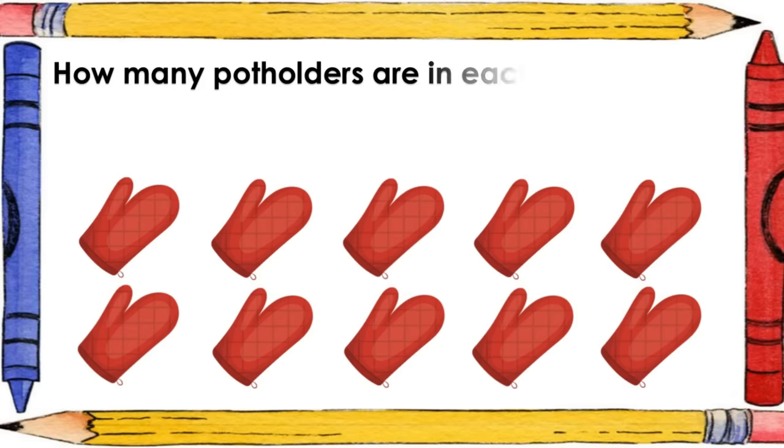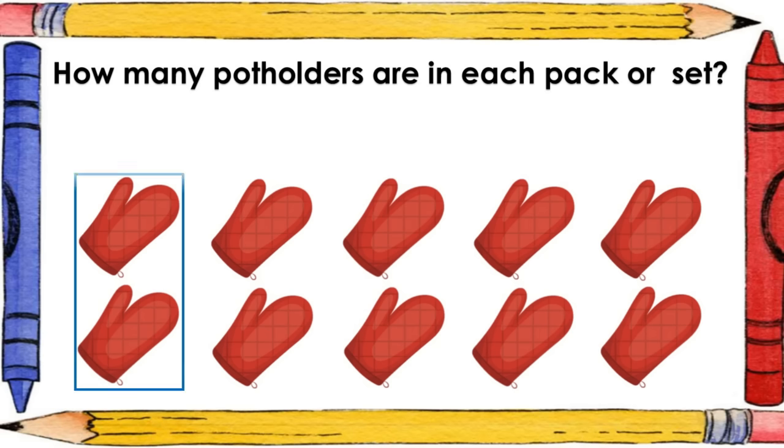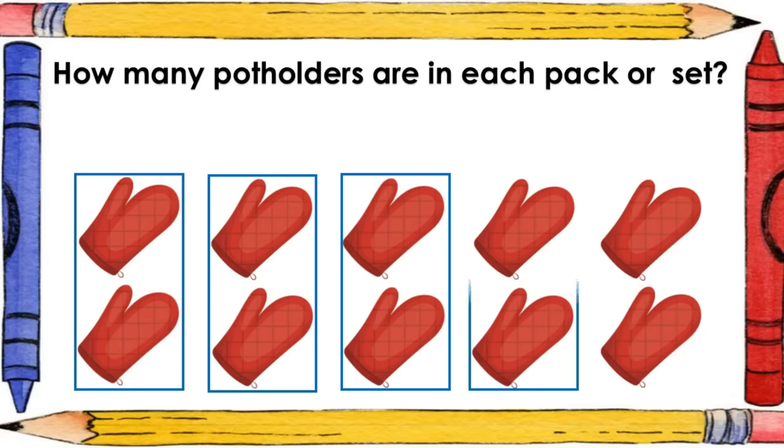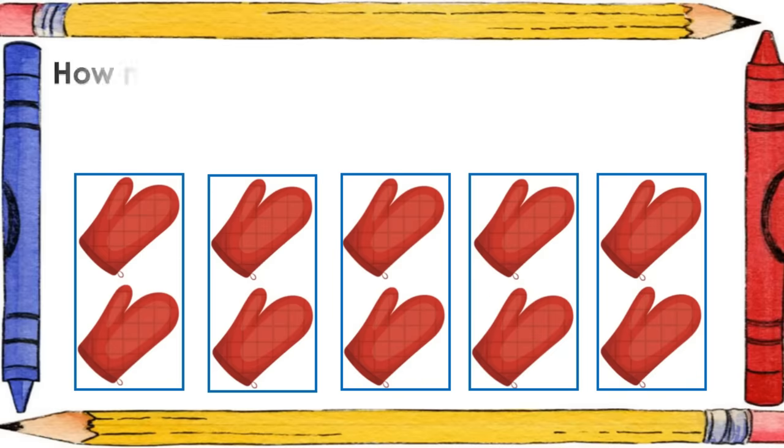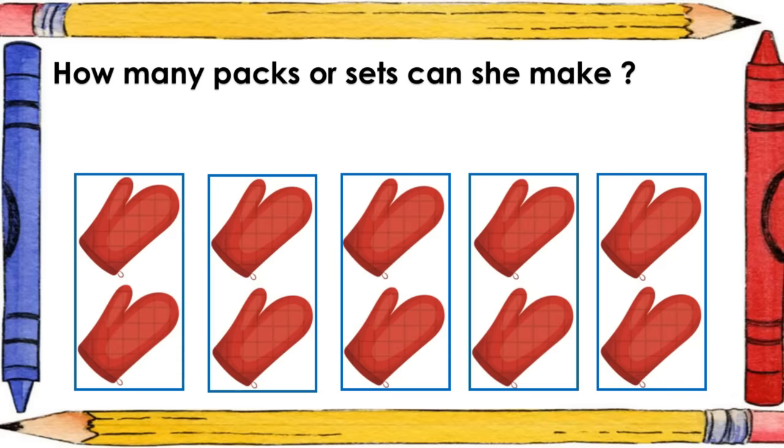Second question, how many pot holders are in each pack or set? Let's see. In each pack, there are 2 pot holders in plastic bags. Next question, how many packs or sets can she make? Let's count the packs or sets she made. 1, 2, 3, 4, 5. 5 plastic bags. She made 5 sets of plastic bags.